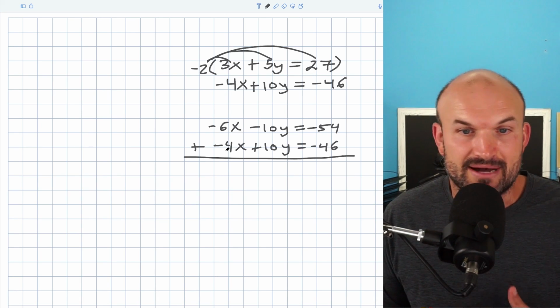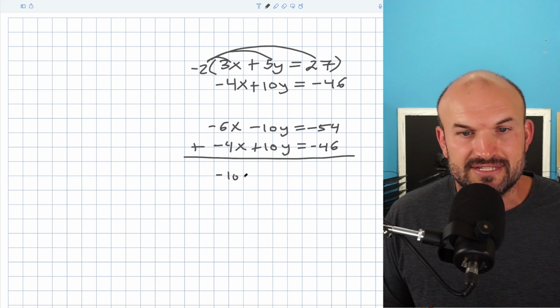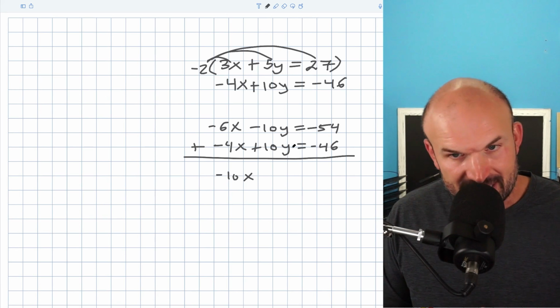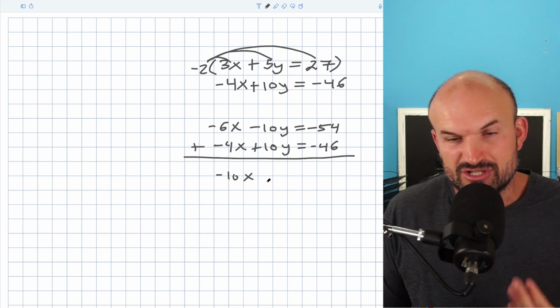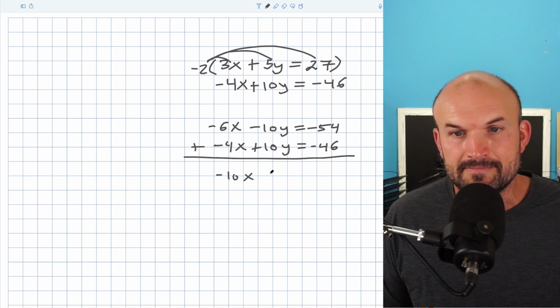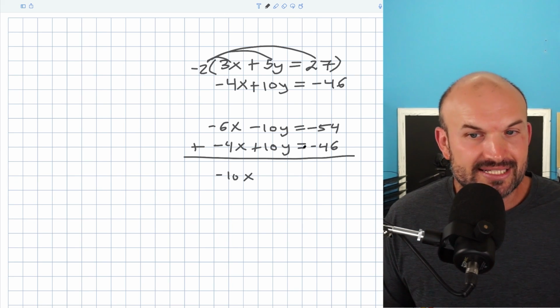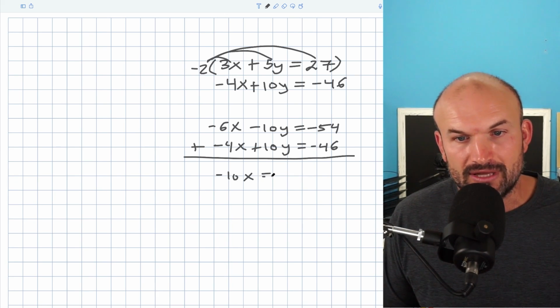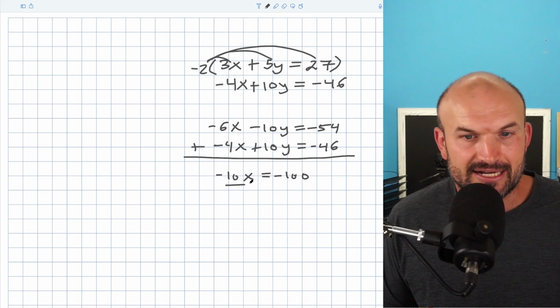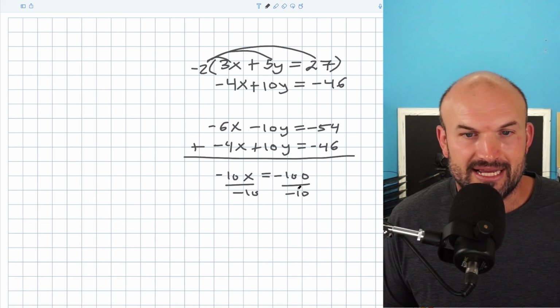So a negative 4x minus 4x here is going to be a negative 10x. Negative 10y plus a positive 10y, that's just going to give me 0y, which is just 0, which we don't need to write. And then a negative 54 plus a negative 46 is going to equal a negative 100. And now you can see I just have a one-step equation, so I'll divide by a negative 10 on both sides, and x is going to equal a positive 10.